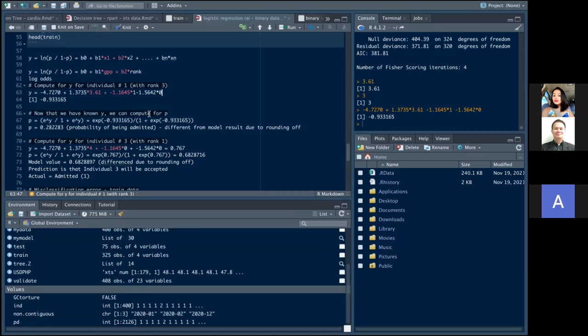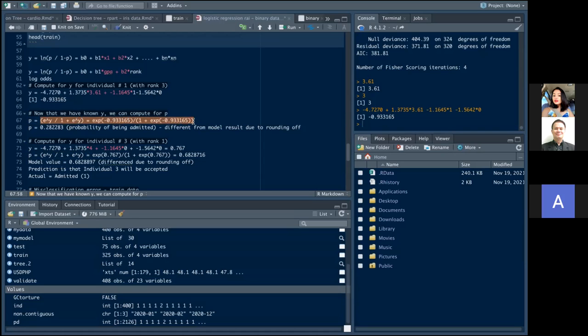Okay, so you'll now notice, guys, that in row 67, I already computed for the P. The P is exponential of Y, where Y is negative 9.33165, divided by 1 plus exponential of negative 9.33165. Okay, so I'm converting the Y, which is negative 9.33165, into P. Okay, so Love, can you copy that line 67, that equation only, don't include P.